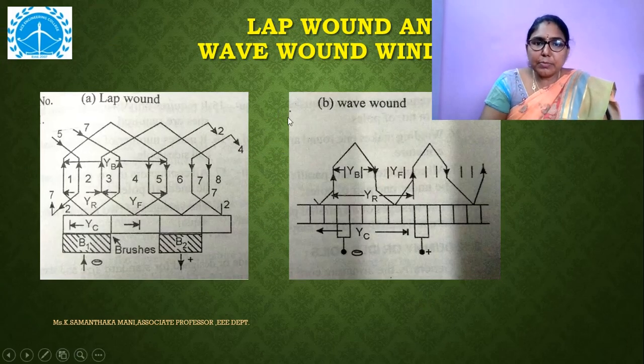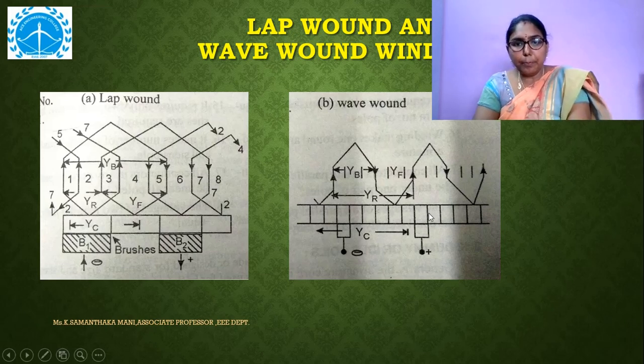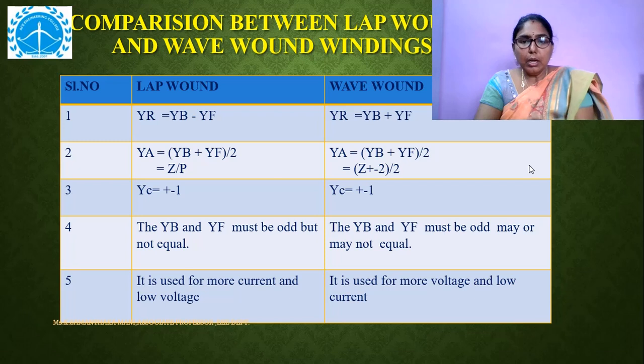And now I would like to explain to you the comparison between lap wound and wave wound. As I showed you earlier, the same diagram, lap wound and wave wound. Now it is very clearly understood by you, I think, how the lap winding will be and how the wave winding will be. Now we are going to compare between these two windings.